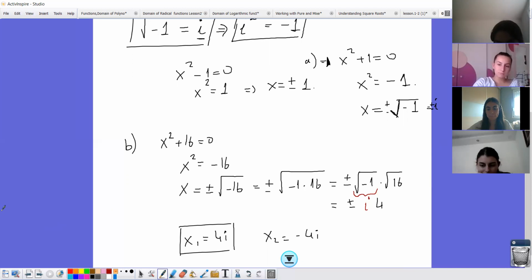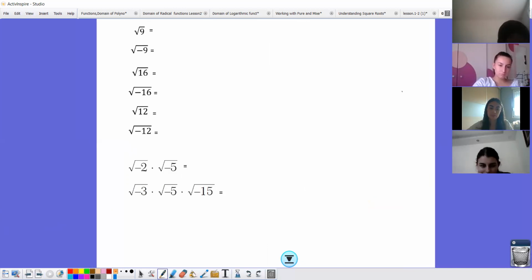Okay. Now here we have some examples of how we can write them with i. Do we know what the root of 9 is? 3. What will be the root of -9? -3.